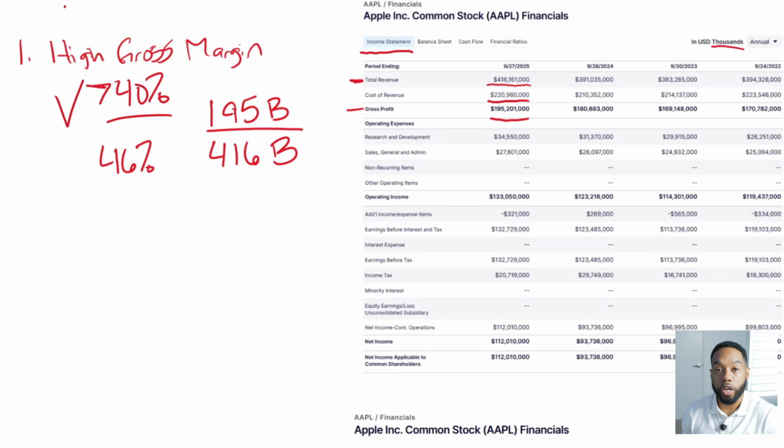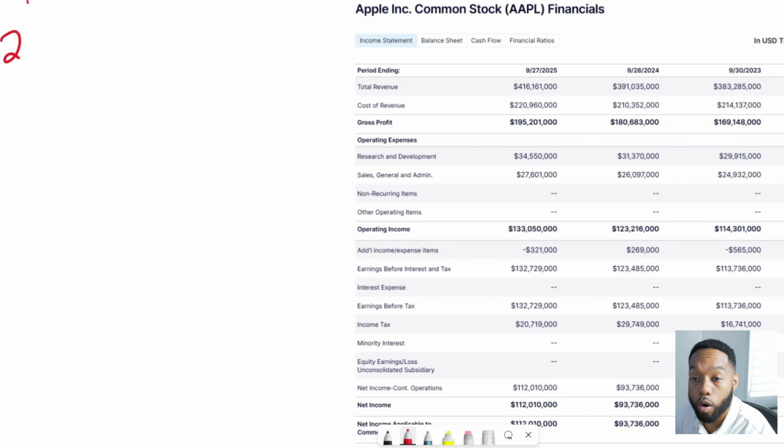So we also want to check the trends of the margin. Has it consistently been above 40%, or is this just a one-off year? So we can go and look at the history of the company and see if they have a durable competitive advantage in their field.